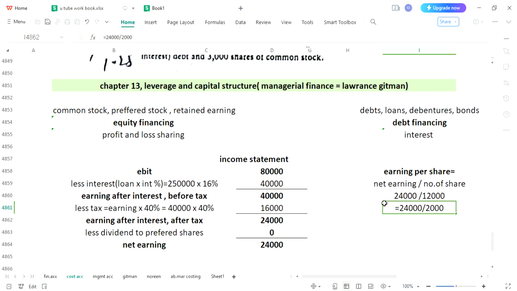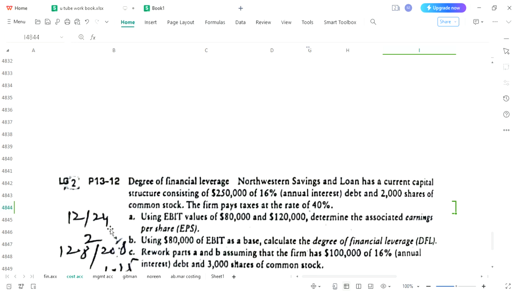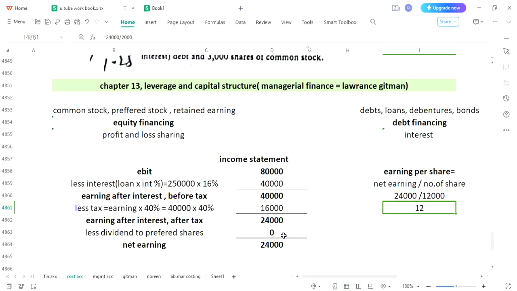So we have got our earning per share, and that is 12. Earning per share 12. This is our first answer. You can see that A part is having two answers, 12 and 24. We have used earning before interest and tax of 80,000. Now we will calculate for 120,000. Before that, just mark it as it has been completed.